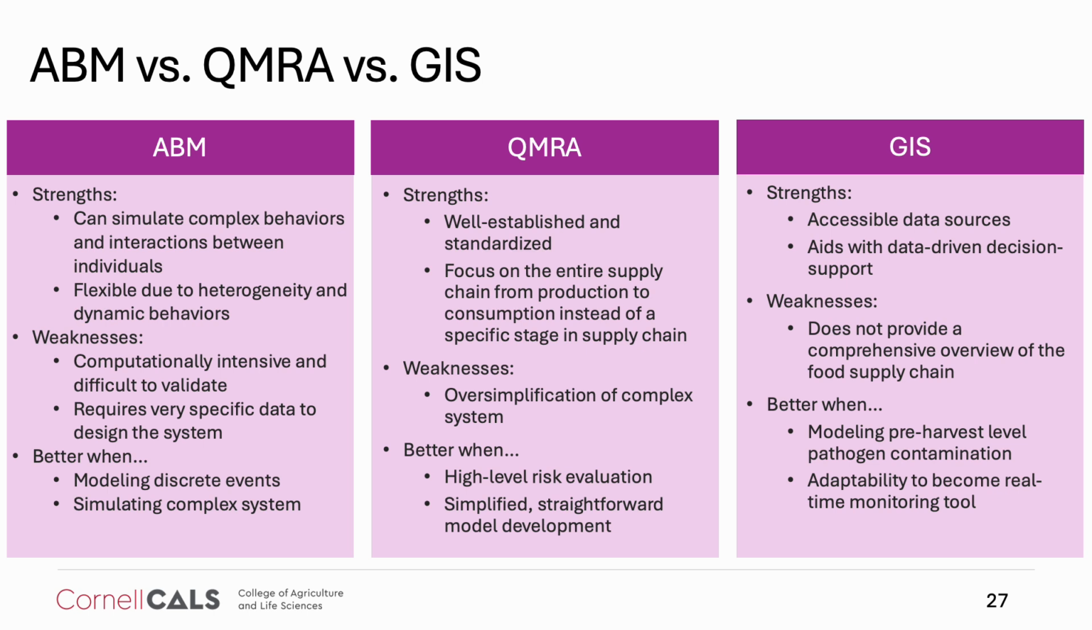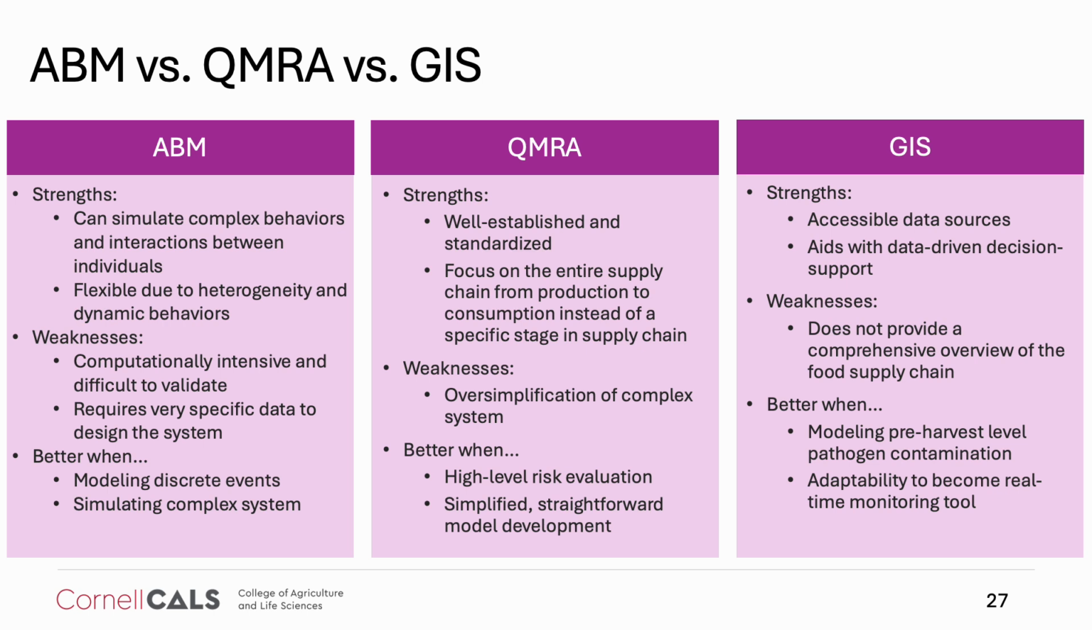We just went over the advantages and limitations of ABM, but just to briefly reiterate them for the comparison. Some of the strengths of ABM are that it can simulate complex behaviors and interaction between individuals, and it is flexible due to heterogeneity and dynamic behaviors. However, ABM can be computationally intensive and difficult to validate, and it requires very specific data to design the system. But ABM can be better than other modeling tools when you are trying to model discrete events and simulate a complex system. Let's now look at QMRA.